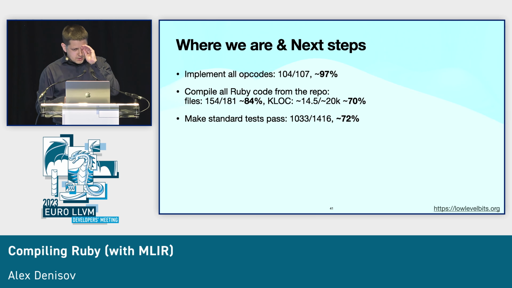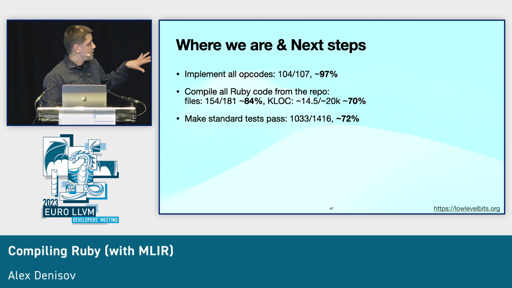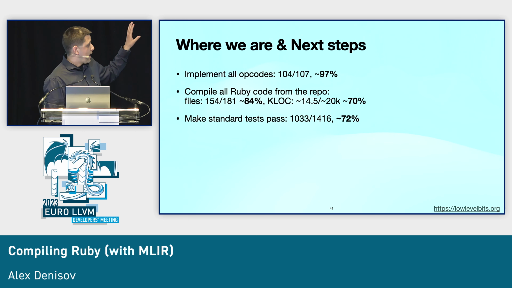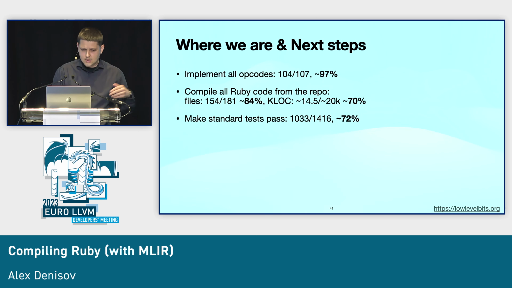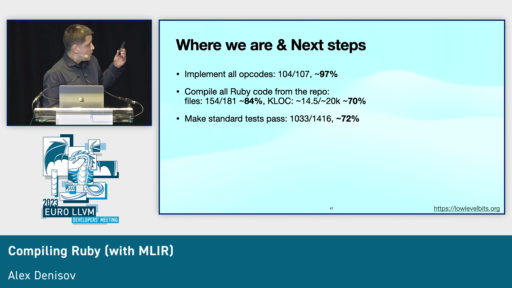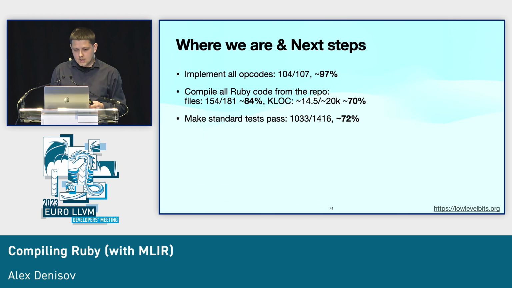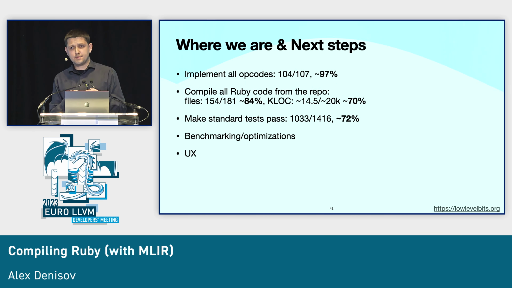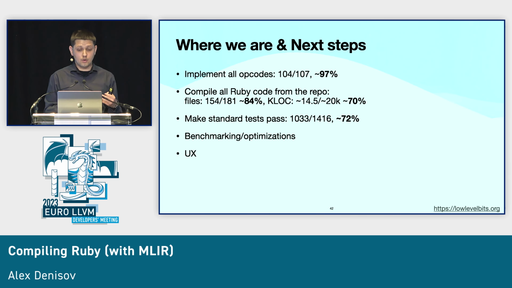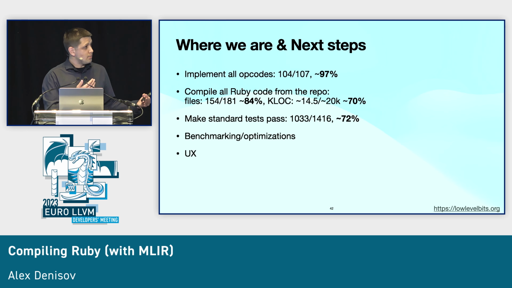So these 3 instructions, they actually use quite often in the code base. So this is this mRuby implementation. I can successfully compile like 150 files out of like 180, and 15K out of 20K lines of code. But my actual goal is to make all these standard tests pass, because once I do that, then I can say that my implementation is complete, and I can run some real benchmarks, and I can work on optimizations, and then conclude with improving some UX.